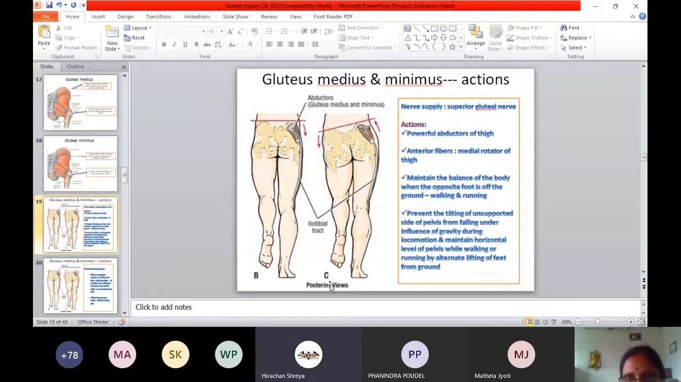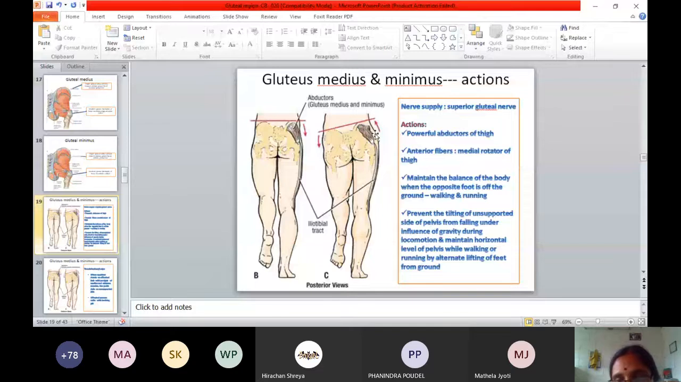Inferior gluteal nerve. Now, see here in the picture on the left side, there are two limbs. One is the normal limb, and this is the paralyzed limb. In the normal limb, when the gluteus medius and minimus muscles contract on the supported side, which means this foot is on the ground and the other foot is off the ground, they pull the femur towards the origin. Greater trochanter is the part of the femur.